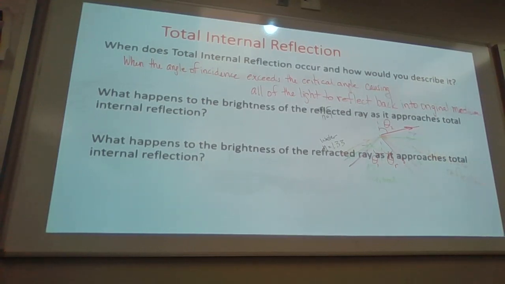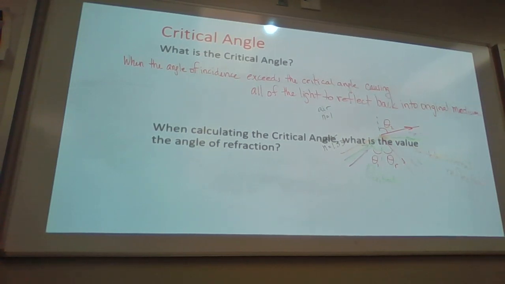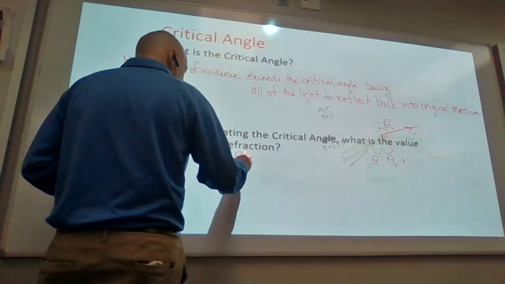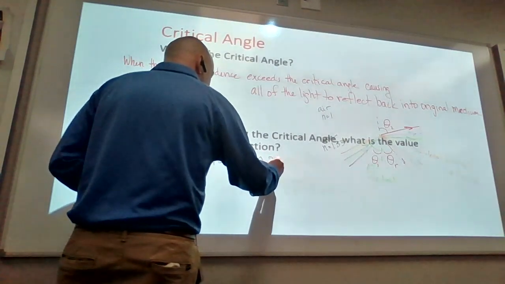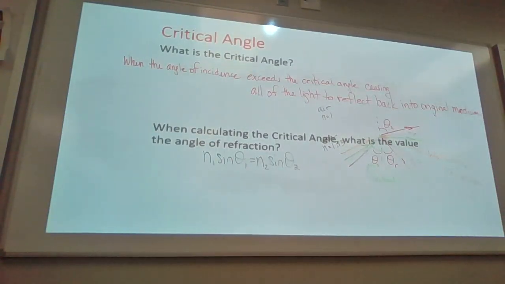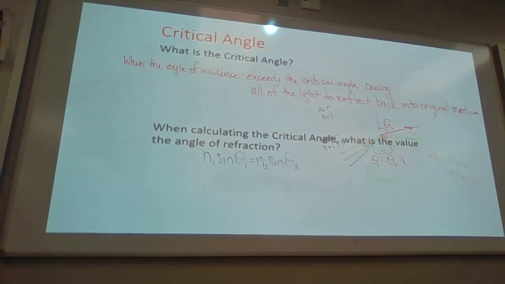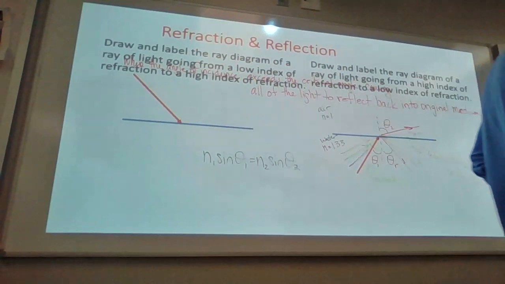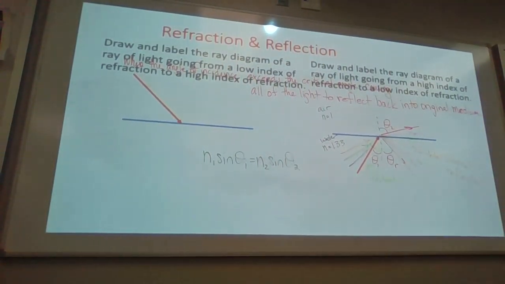All right, so critical angle. To calculate the critical angle, we're going to use Snell's law. Okay. So this is a special case of refraction, so we can use Snell's law. My question is, theta 1 and theta 2: one of those things you are solving for. You're solving for the critical angle. The other one you know the value of.